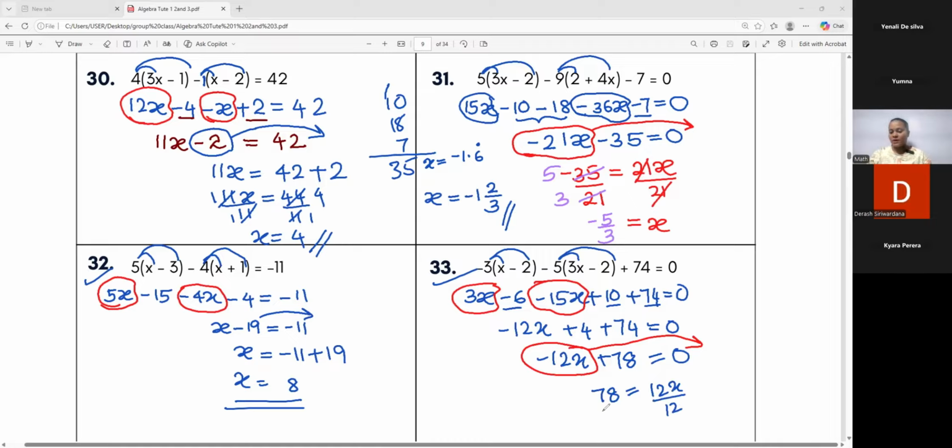Then divide both sides by 12. 12 and 12 get cancelled. x is equal to 78 over 12. Both are divisible by 2. Then it will be 6.